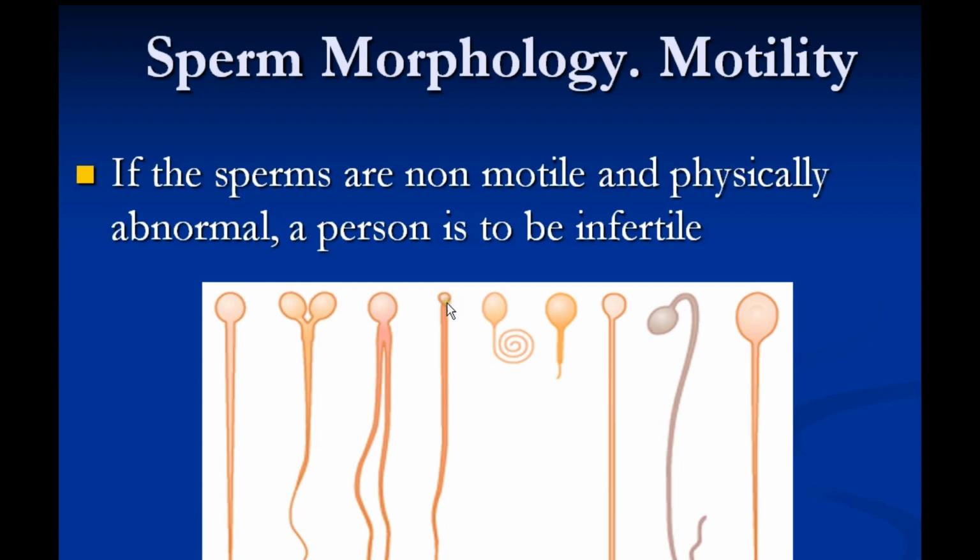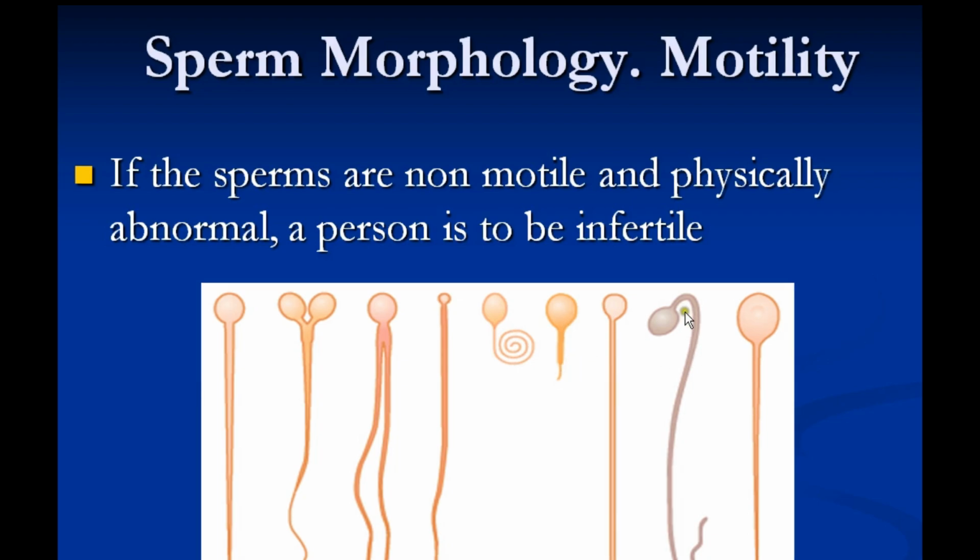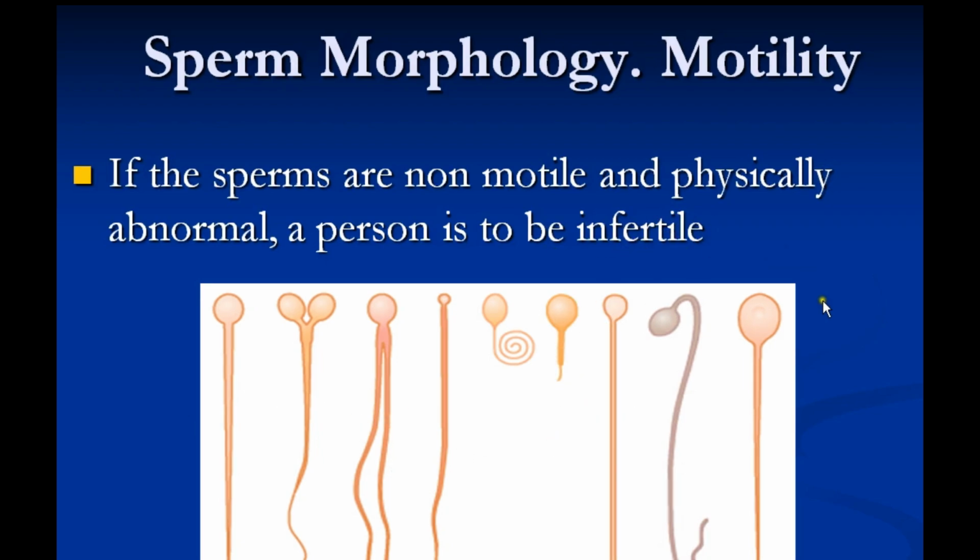This is a sperm having a very small head. This is a sperm having a very coiled tail, also an abnormal form. These sperm have a very small tail. This is a curved sperm. So all these abnormal forms of the sperm result in male infertility. And I think that's all about spermatogenesis. Thank you very much.